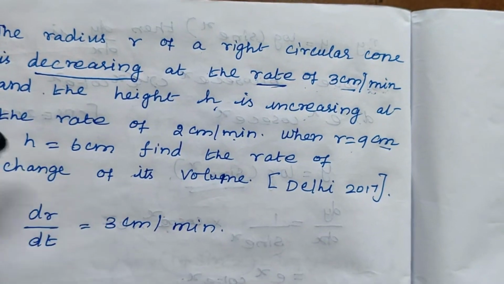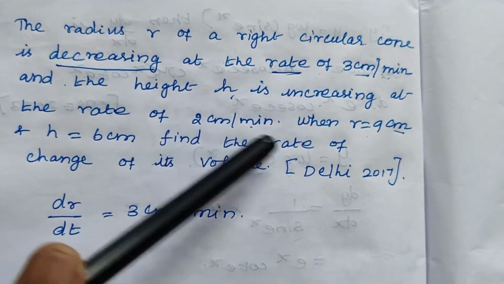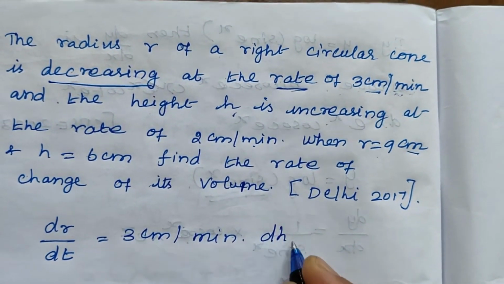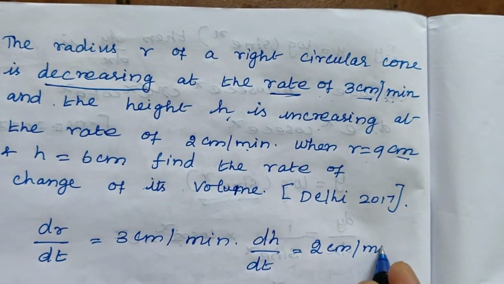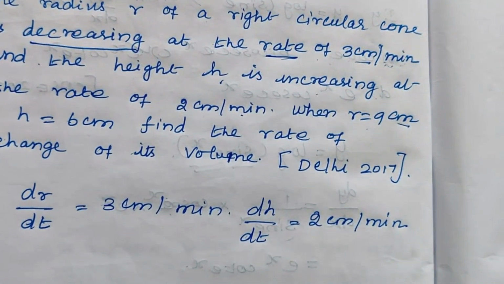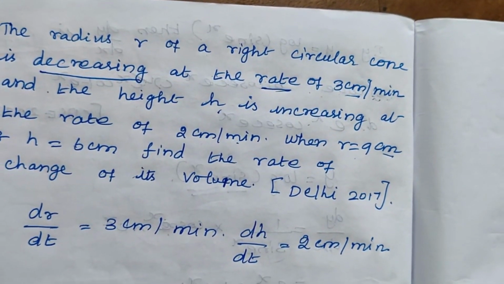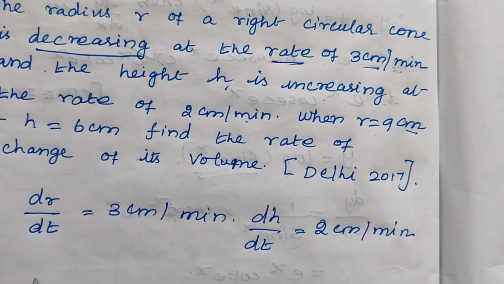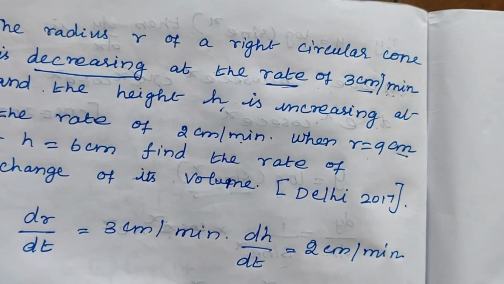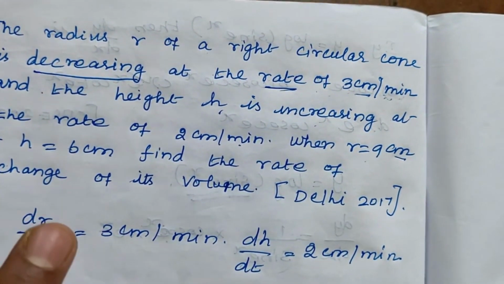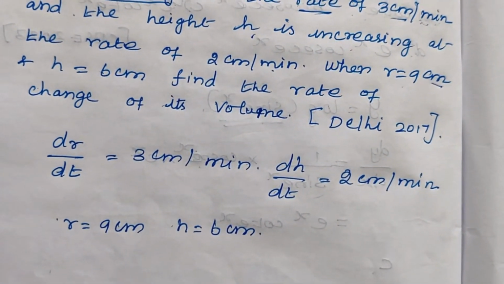And next one more thing, what is given? And the height h is increasing at the rate of 2 centimeter per minute. So dh by dt equal to 2 centimeter per minute. Then next it is asked to find when r equal to 9 centimeter and h equal to 6 centimeter. It is asked to find the rate of change of its volume.